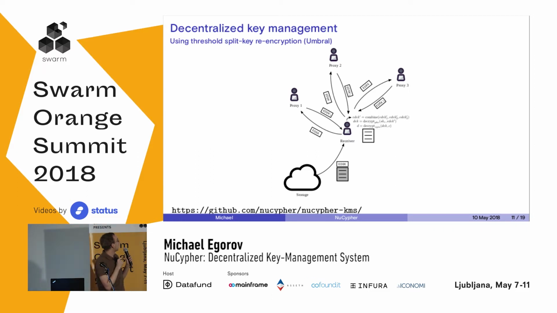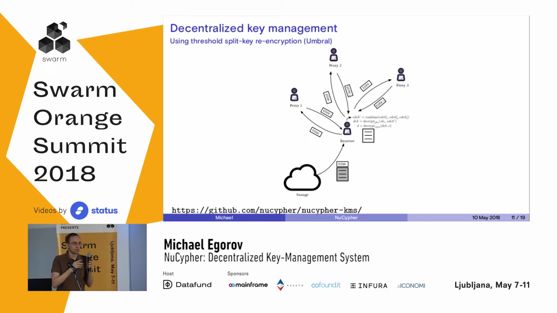And for that, we actually designed something which you would call a threshold proxy re-encryption scheme. We call this one Umbral. What it does is you basically require M out of N proxies to re-encrypt data for Bob to be able to decrypt it. So let's say Alice creates N re-encryption keys, sends them to N proxies, and if only M proxies re-encrypt data, then Bob can combine those ciphertexts and get something which he can decrypt.